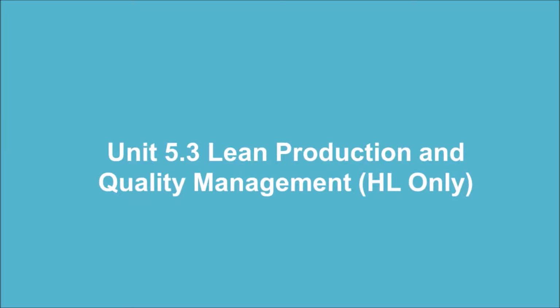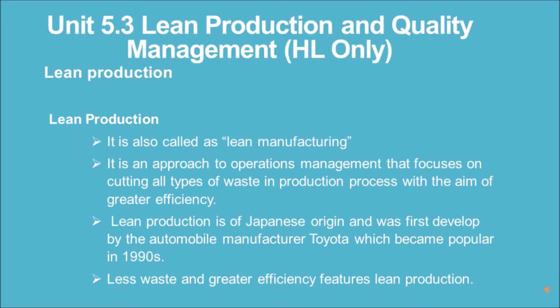Unit 5.3 Lean Production and Quality Management, HL only. Lean production, also called lean manufacturing, is an approach to operations management that focuses on cutting all types of waste in the production process with the aim of greater efficiency. Lean production is of Japanese origin and was first developed by the automobile manufacturer Toyota, and became popular in the 1990s. Less waste and greater efficiency feature lean production.